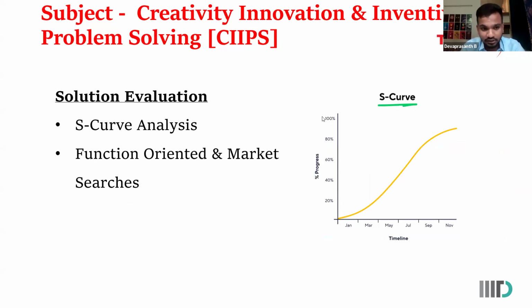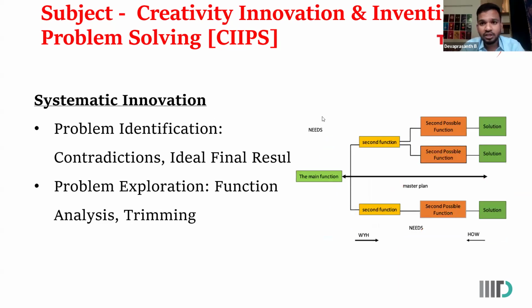This is S-curve analysis and function oriented search. Then systematic innovation includes problem identification. See, if you have a problem, it might not be the basic problem. If we dive deep into it, we are able to see the main problem. So this is problem identification.